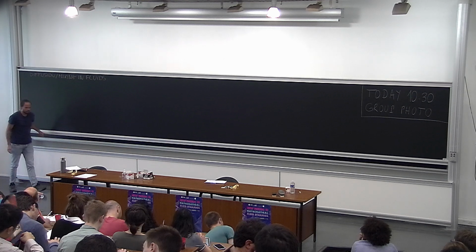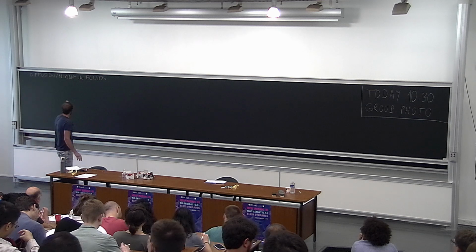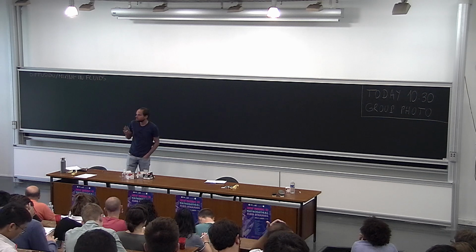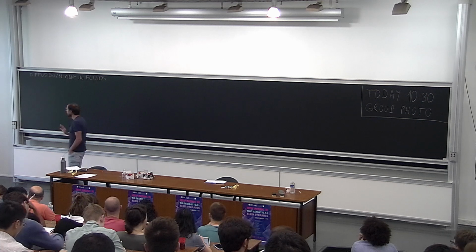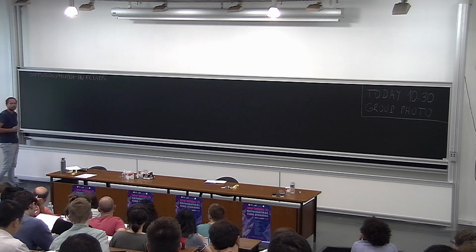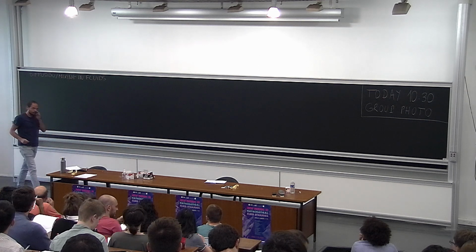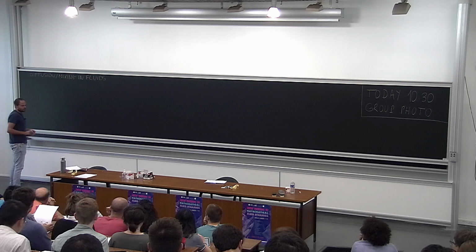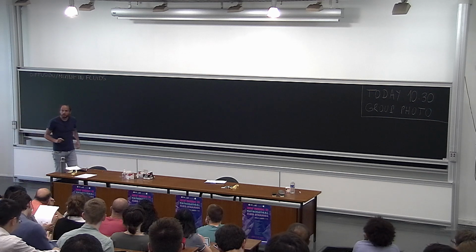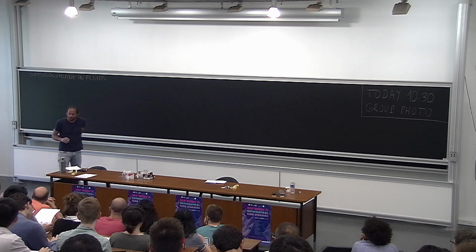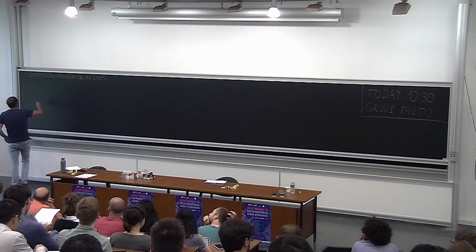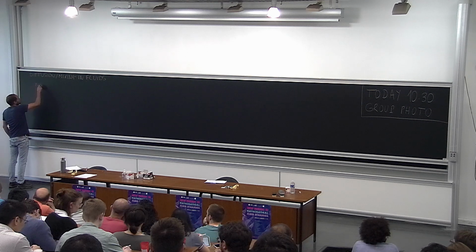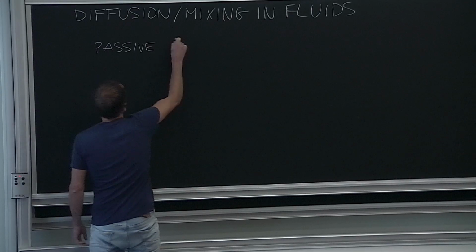So today I will introduce the topic of diffusion and mixing in fluids. And I will mainly talk about two models. One is the so-called passive scalar model, and then the Navier-Stokes equations or Euler equations. So I think my talk will overlap a little bit with what Tarek said yesterday, but that's good repetition, I guess. So the two models, one is about passive scalars.